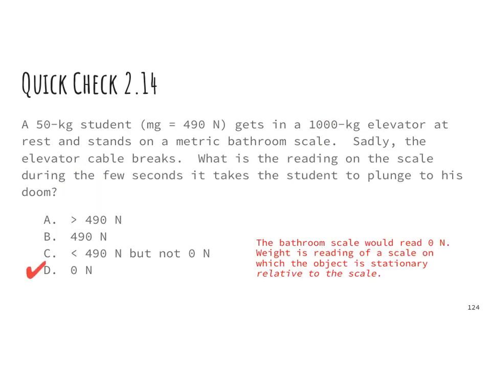Okay, next one. Now, same thing, and sadly, it says the elevator cable breaks. What is the reading on the scale during the few seconds it takes the student to plunge to his doom? Well, in this case, we're again in free fall. So if he's in free fall, there is no apparent weight because there's no supporting contact forces, and he has a 0 Newton apparent weight. He feels weightless. He's in free fall.